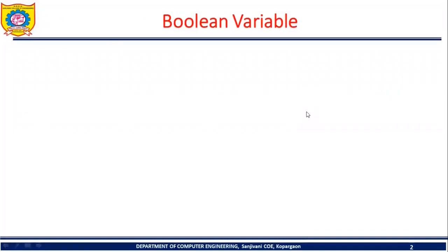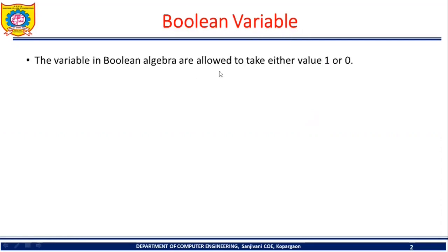From the name you may have got some idea. So these are the variables which are used in Boolean algebra. These variables used in Boolean algebra are allowed to take either value 1 or 0. No other value is allowed. So in this variable, we can store either 1 or 0. We cannot store any other value.